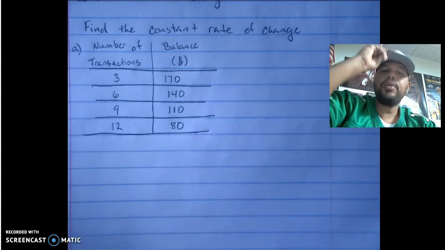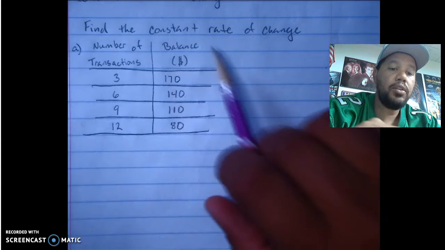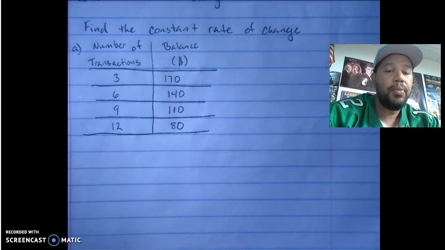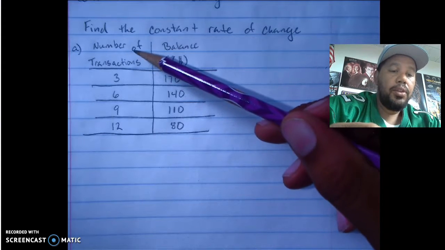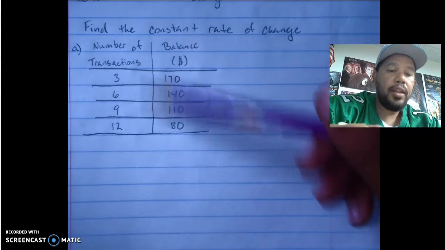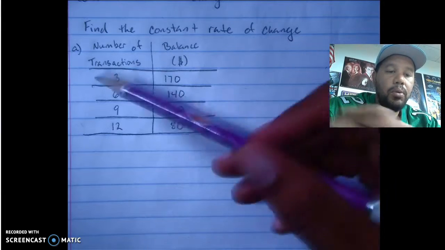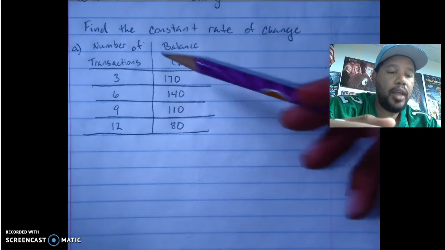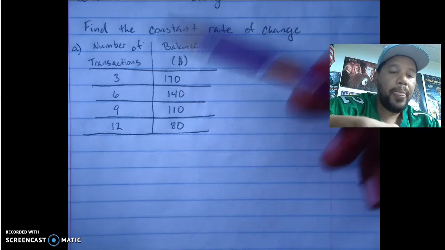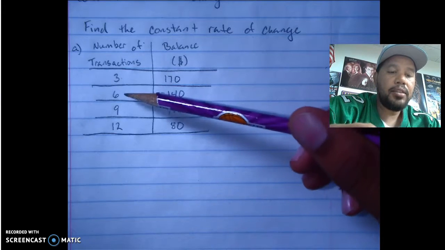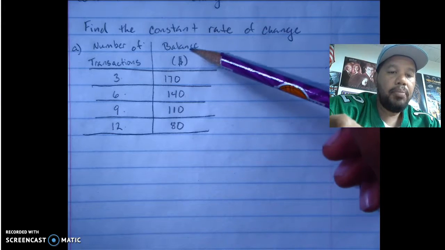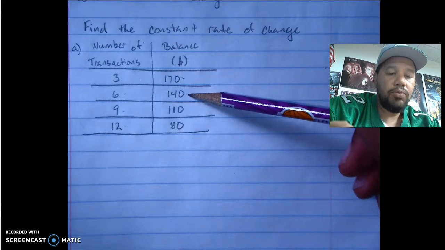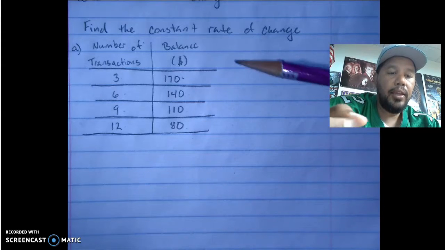In this next example, we are asked to find the constant rate of change. So this is a linear relationship because they say find the constant rate of change. We have a table of values that is vertical. The first one we saw was horizontal, side to side. This one is up and down. We have number of transactions, like for a bank: 3, 6, 9, and 12. And the balance, that's how much is in the account: 170, 140, 110, and 80.